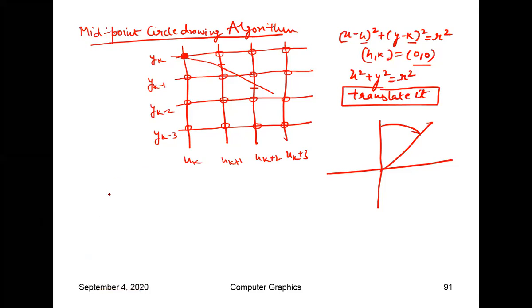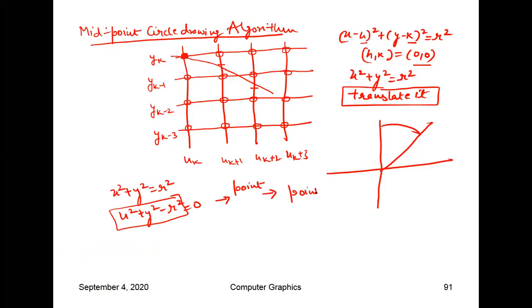According to the equation x square plus y square is equal to r square, or x square plus y square minus r square is equal to 0: if this results in 0 for a particular point, then it means that the point is lying on the circle. If this comes greater than 0, it means the point is outside the circle.